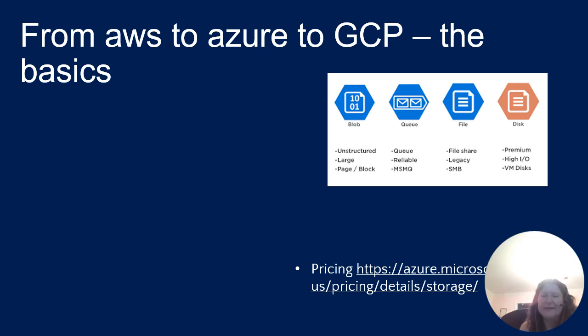Then files, there's different types of file shares in all three of the clouds. They have slightly different names, but they're still like NFS, almost like a file share kind of thing. This is pretty much often SMB, but also other types of file shares. And then disks, we just talked a little bit about premium and high I/O and IOPS and all that, and VM disks, so attached to virtual machines and so on. So they pretty much offer the same kinds of options between all three clouds in this.